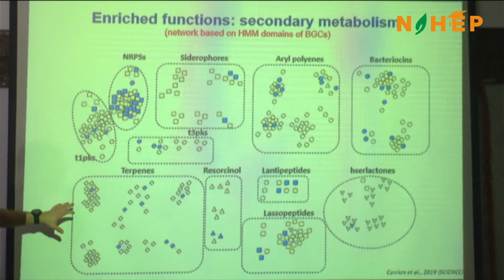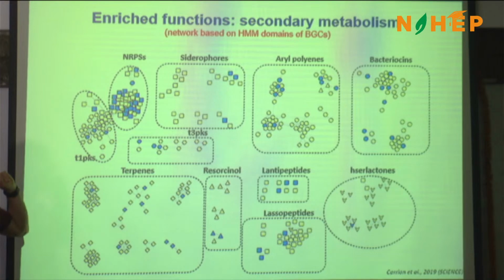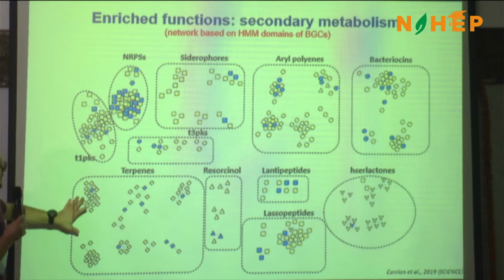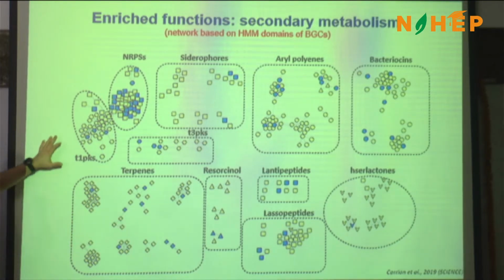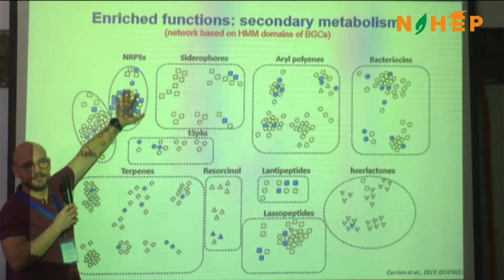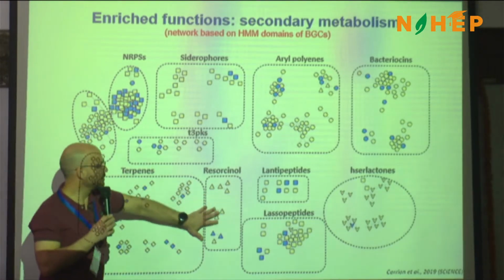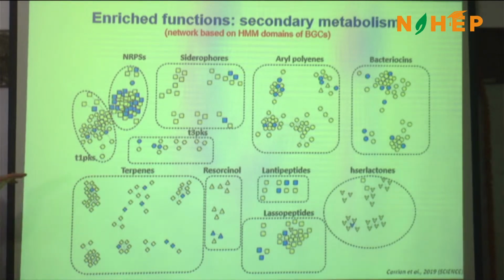So for example, if we annotate them based on the type of metabolite that they produce, they will be clustering in different groups. For example, here we have terpenes. Then here we have NRPSs and PKSs and resorcinol, lanthipeptides, lassopeptides. You see the use of this tool? Is it interesting for any of you for your research? Okay, I'm happy to hear.